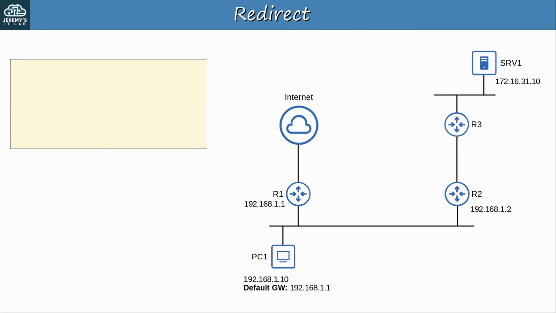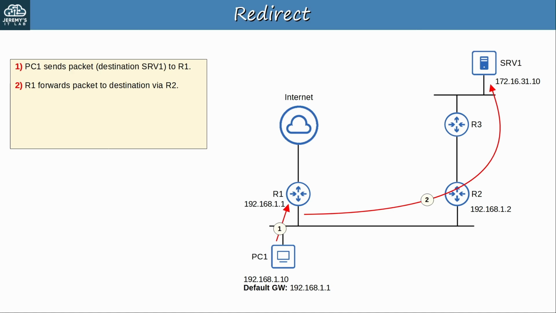I took this example directly from some Cisco documentation about ICMP redirects. In this case, PC1 wants to communicate with server 1. Notice that PC1's default gateway is 192.168.1.1, R1. So, PC1 sends a packet, destined for server 1, to R1, its default gateway. R1 checks its routing table, and notices that R2 is the next hop, and forwards the packet to the destination via R2. It then sends a redirect to PC1, saying, instead of sending packets for this destination to me, you can send them to R2 instead.